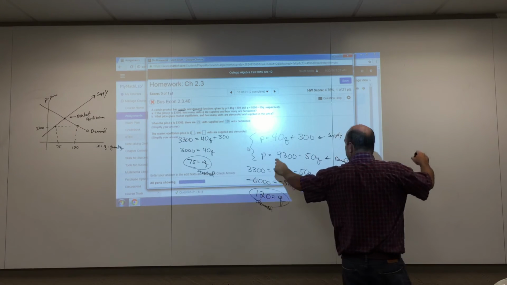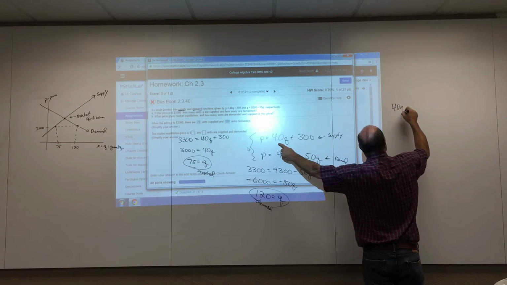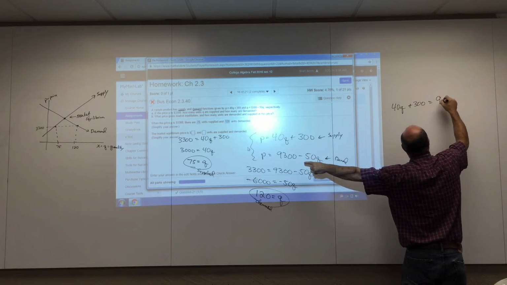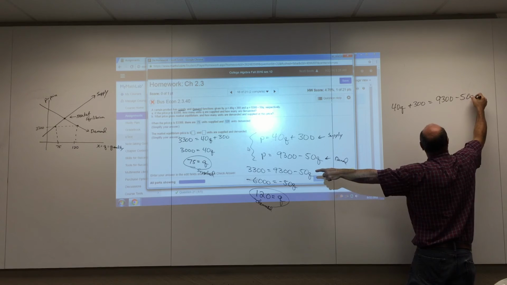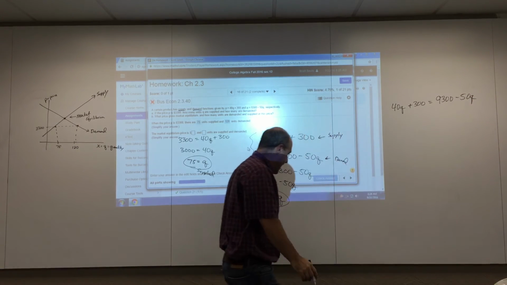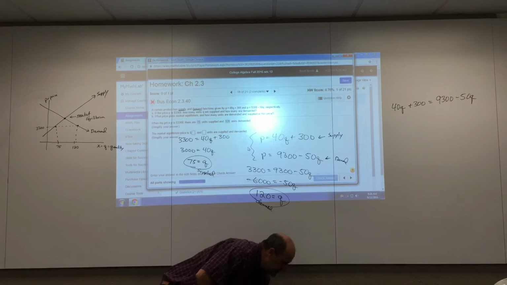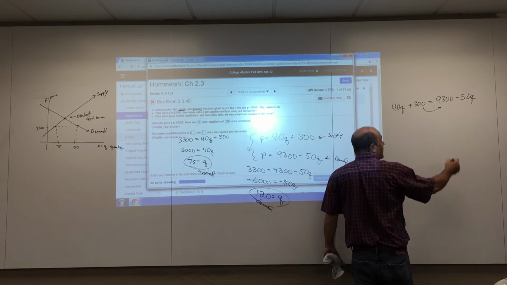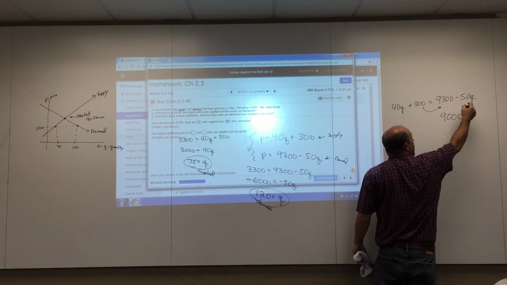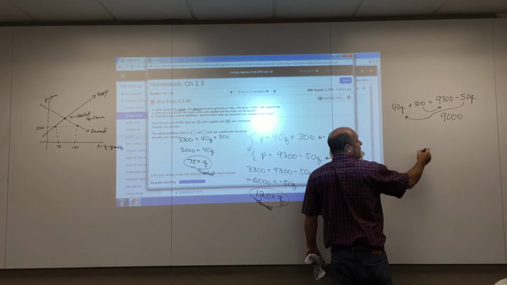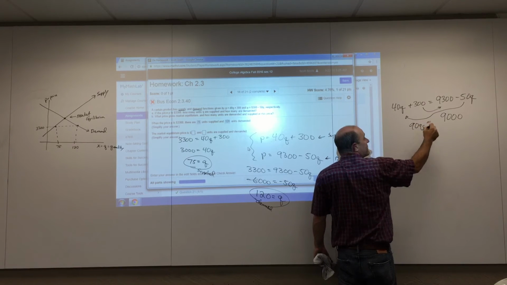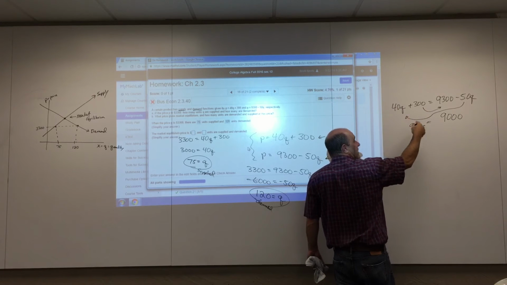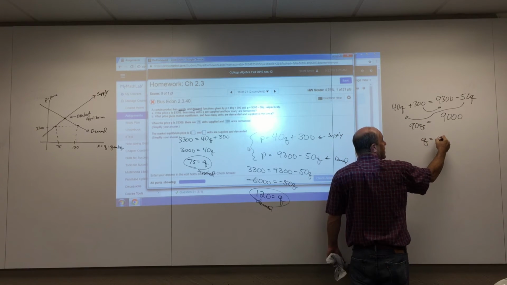So let's do that right over here. I'm setting this P equal to this other P, and I get to do a little bit of math here to solve this equation for Q. Let's see, I think I'll subtract the 300. That'll leave me 9,000 on that side. I'm going to add the 50Q over here. That'll be 90Q. You guys okay? Getting a little sloppy right in here. But I divide by 90. I guess Q is 100, huh?